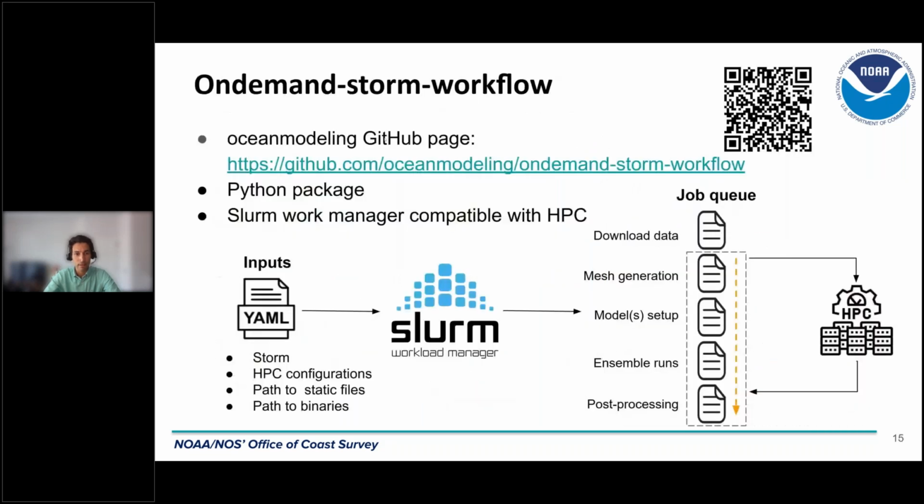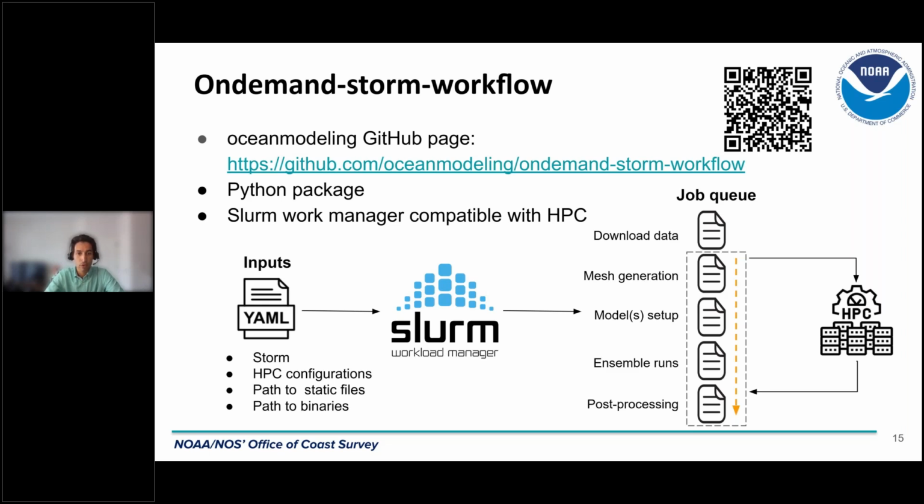Yes, and this probabilistic framework has been packaged as an on-demand storm workflow, which is available on the Ocean Modeling GitHub repository. It's a Python package and uses a Slurm work manager, which is compatible with traditional HPC machines, and we have been using it on different NOAA HPCs so far.